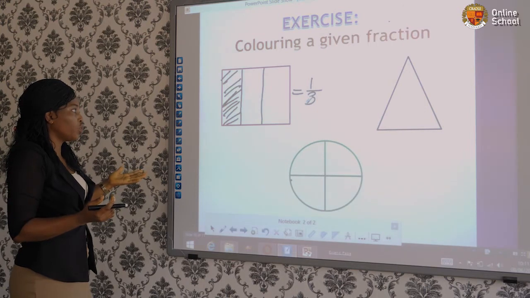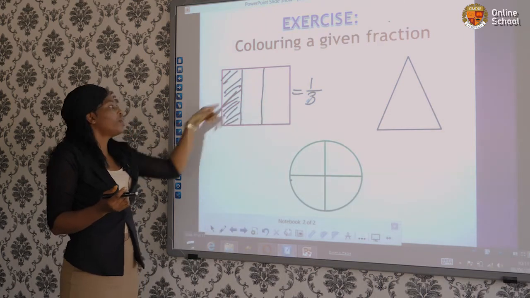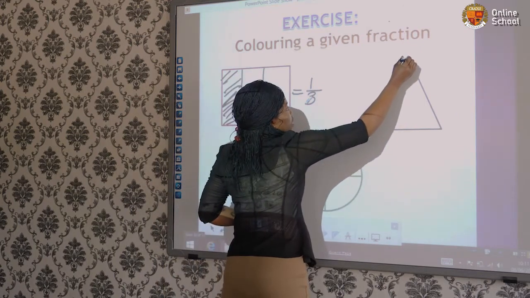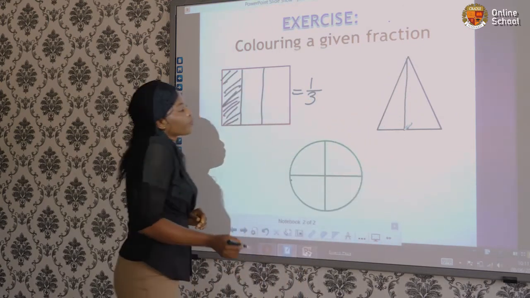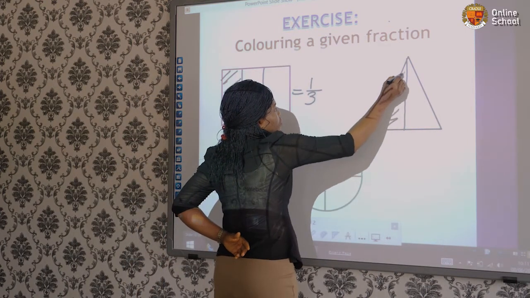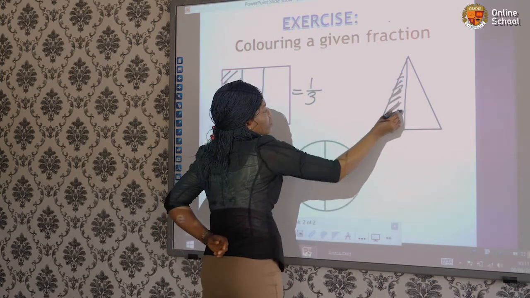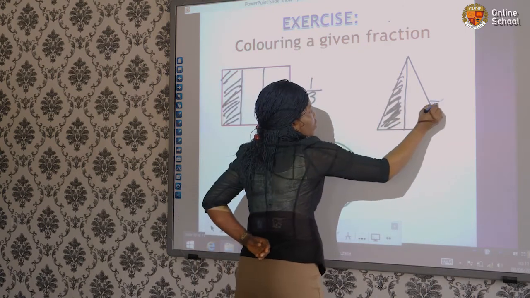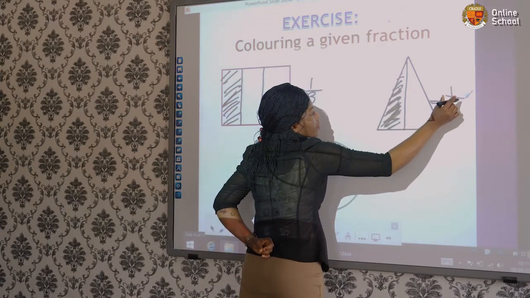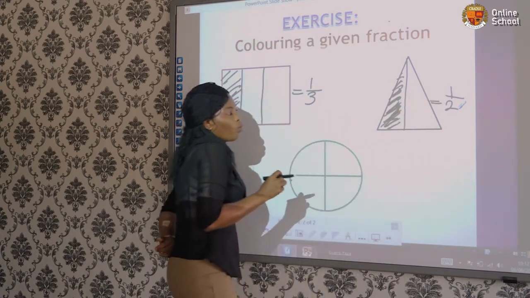But if you want to also know the fraction of the unshaded part, the unshaded ones will have 1, 2 over 3, 2/3. All right. But let's move to the triangle and see what we'll have there. If we divide it into 2 parts, and 1 part is shaded, what fraction is the shaded part? 1 out of how many parts? 2. We have 1 out of 2. That is half. 1 over 2.